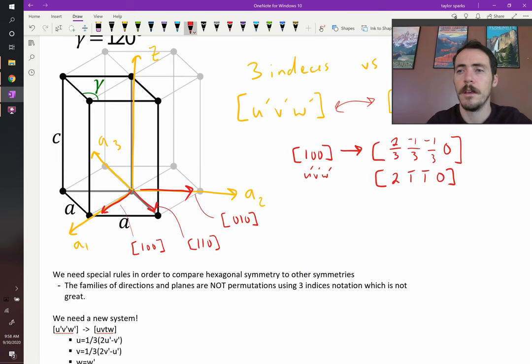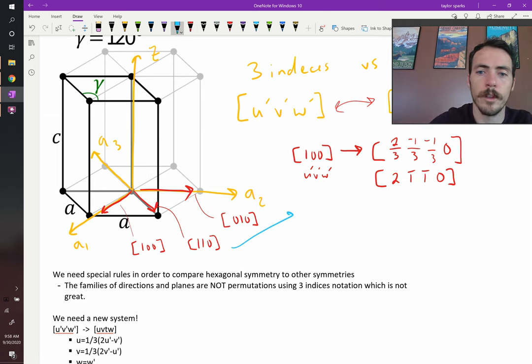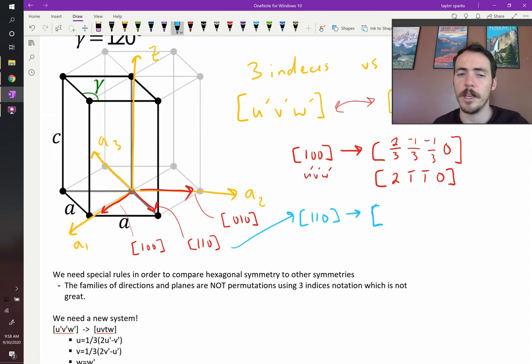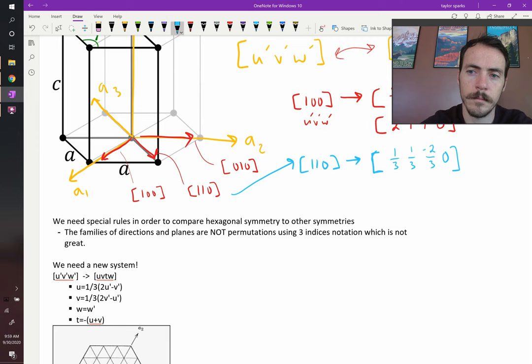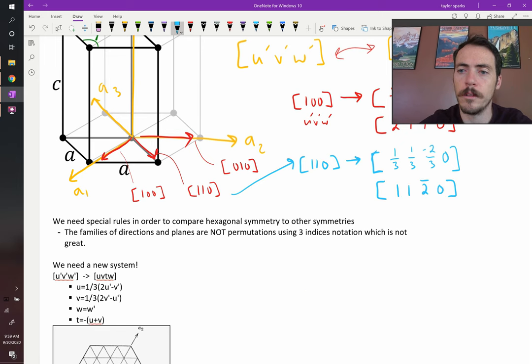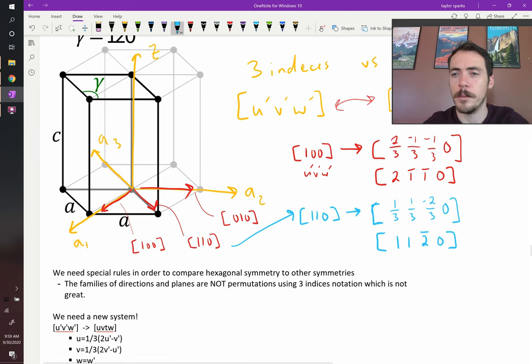All right? Let's see if this is still permutation invariant when we do this one over here. We do that by plugging it into our formula, just as before. Okay, we end up with 1/3, 1/3, negative 2/3, and 0. Let's turn those into integers by multiplying by 3. 1, 1, 2 bar, 0. Check it out. It's a permutation. It's got positive and negative values, two ones, and one two. So that is a permutation.